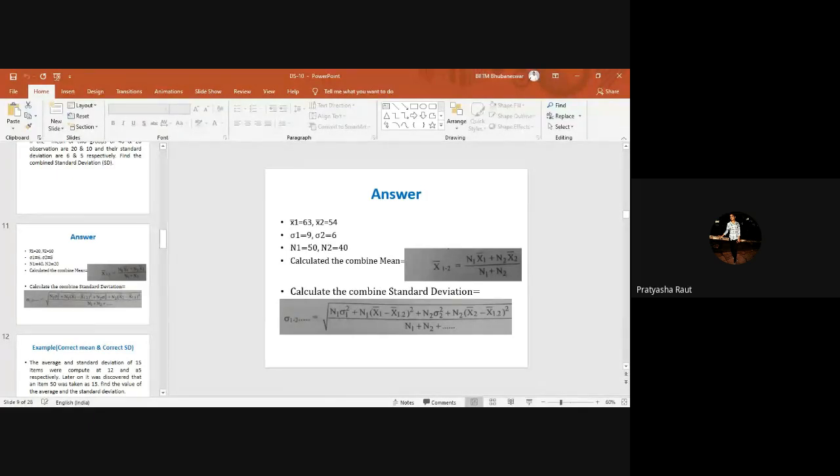Simplify this one. Value of 50 into 81 is 4050. Moving to the next one, 50 into 16 is 800. Your 40 into 36 is 1440. The next one, 40 into 25 is 1000.